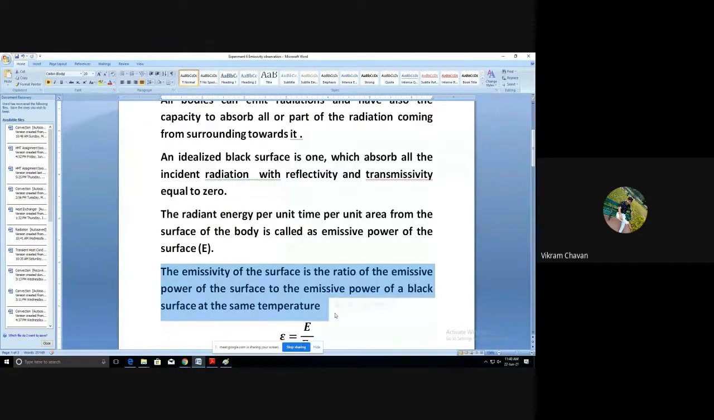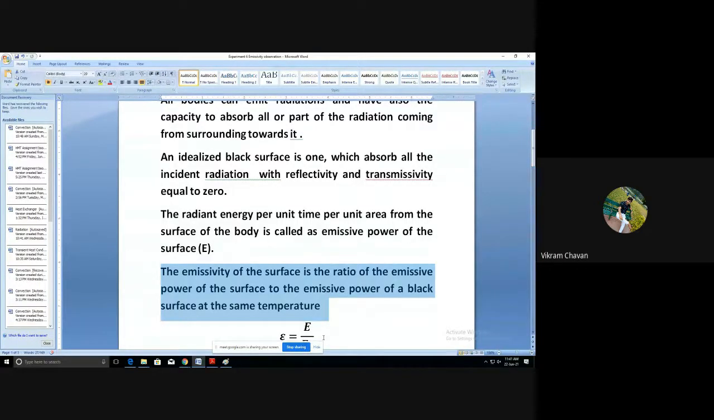The sentence meaning is based on, or it is the basis for, the experiment performance. What is the emissivity? Emissivity is the ratio of the emissive power of the surface. So a general surface we are going to consider, and the emissive power of that general surface. How to determine that emissive power of that general surface is also important.